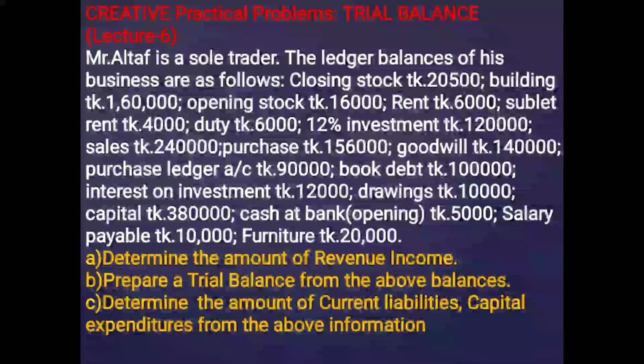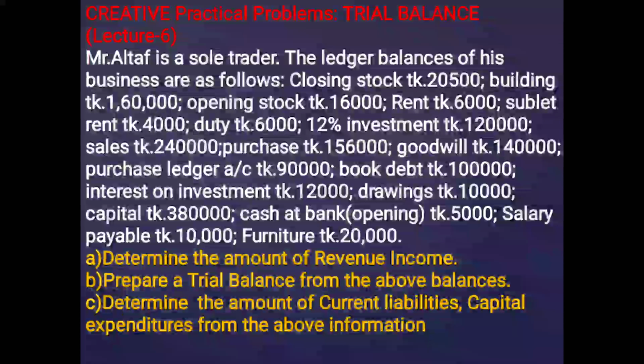Goodwill is an intangible fixed asset in business, basically the super profit or skill of the business, and it is debited in the trial balance. Purchase ledger account: another name is creditors account, accounts payable, or suppliers. This item is indicated as a current liability, so at all times liabilities are shown as credit balances.